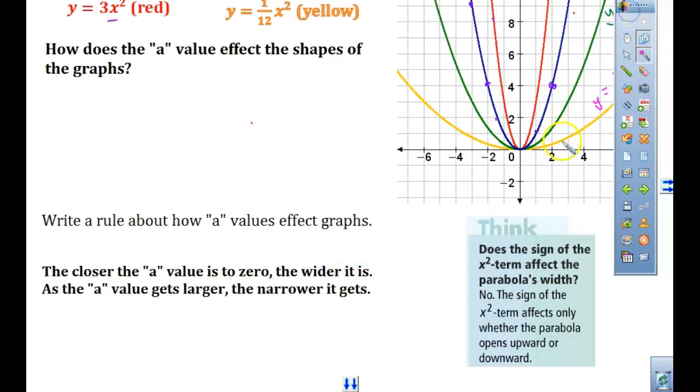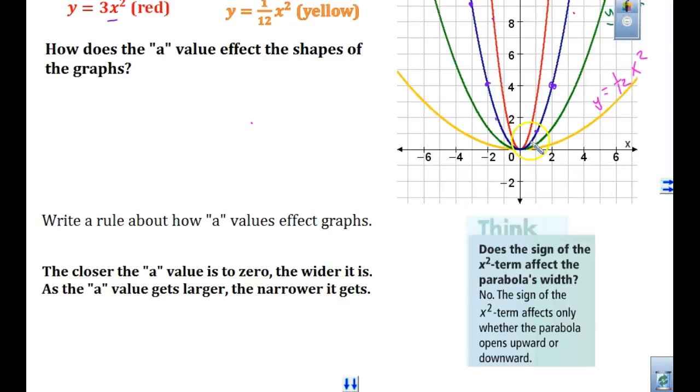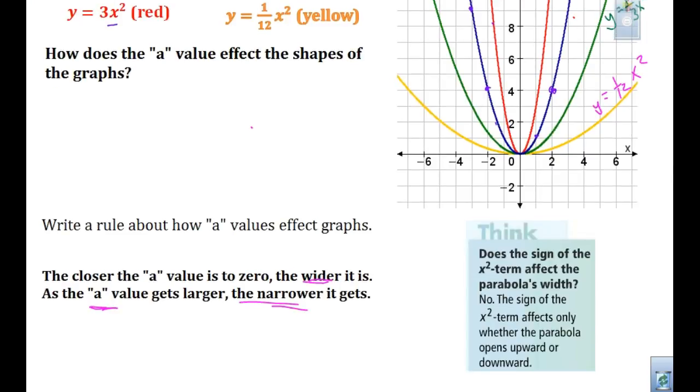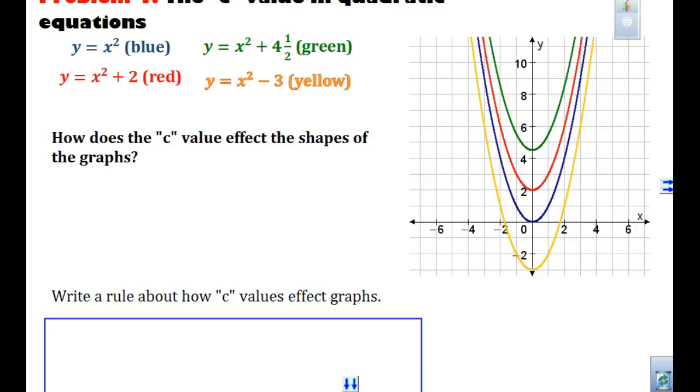And you can look at that. The 1/12 was actually much wider than the 1/3, right? As the a value gets larger, the narrower it gets. So you can imagine if I would put y equals 10x squared, it would be even narrower, okay? So we're talking about how wide or how narrow it is based on that a value, okay? Questions? We got a few more pages in your notes, so we got to look at that next page also.